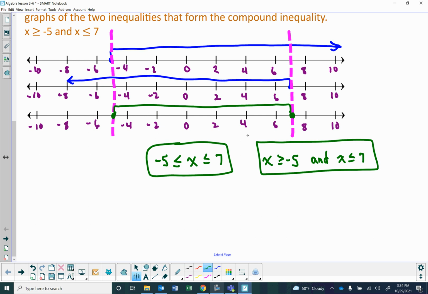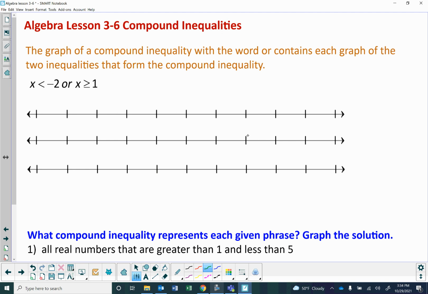Now, to graph a compound inequality with the word "or," the graph contains each group of the two inequalities that form the compound inequality. So again, I'm going to number my number lines. I'm going to let this be 0, 1, 2, 3, etc., and -1, -2, -3. I'm not going to label beyond that because I think that is perfectly fine.